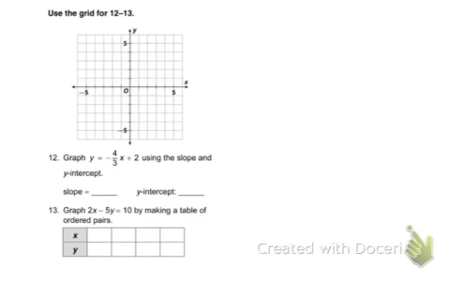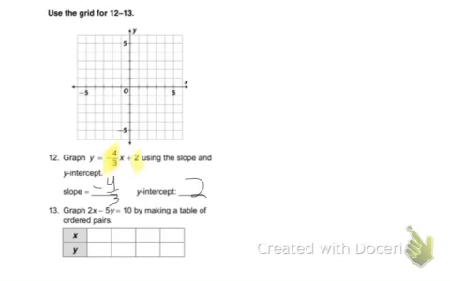On to problems 12 and 13 on the Module 12 study guide. We're going to use the graph. So we're going to graph y equals negative 4/3 x plus 2 using the slope and y-intercept. Slope is right here and y-intercept is there. So let's plug those in. The slope is negative 4/3 and the y-intercept is 2.